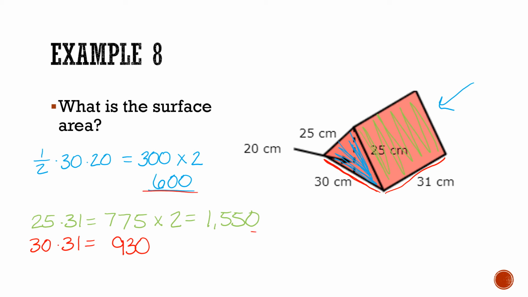And then we're going to add these 3 amounts up. So 930 plus 1,550 plus 600 gives us 3,080. And that is centimeters squared.